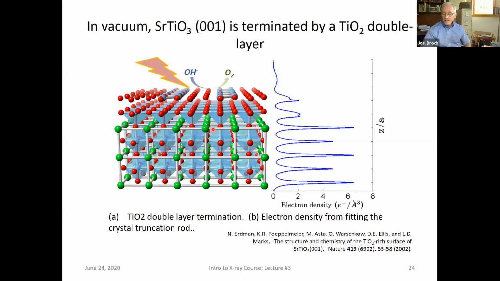The next set of experiments demonstrate this, but the basic idea is that the electron density, if you just integrate over here, plotted on the right, as you go out, you can see it. So our crystal truncation rods basically tell us what the average electron density is as we go up. And this kind of model can be calculated directly from the structure here.